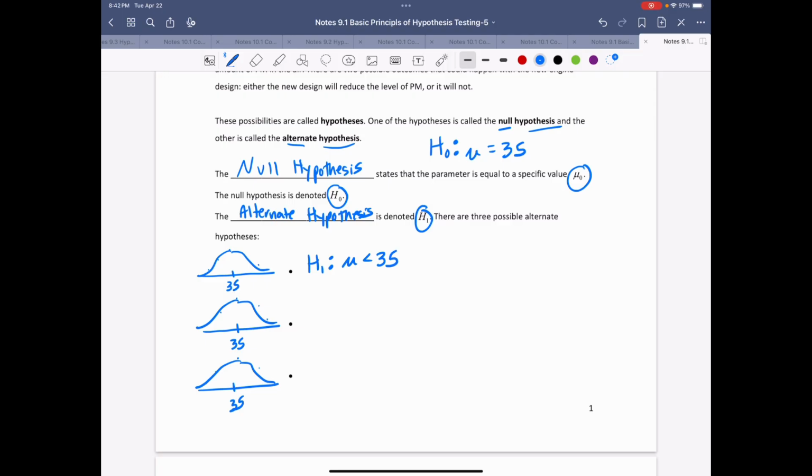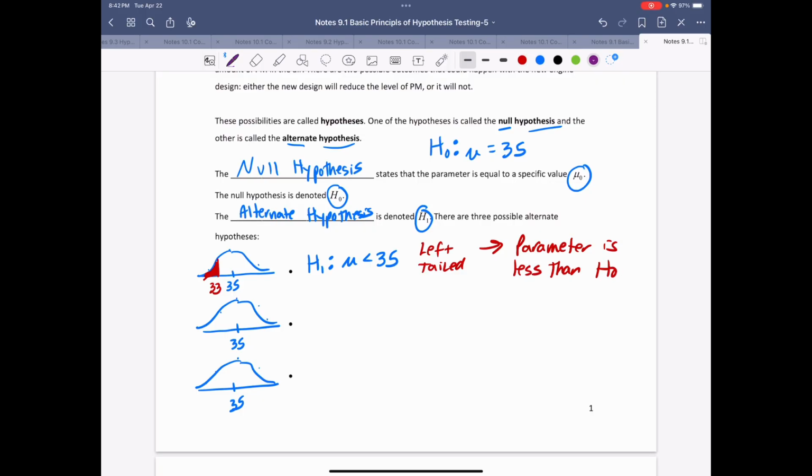Say that you got a sample and your sample result was 33, which is less than 35. Go on your curve and put a 33 here. And this is a left-tailed test, so shade this way. And this, like I said, is left-tailed. You think that the parameter is less than H0.